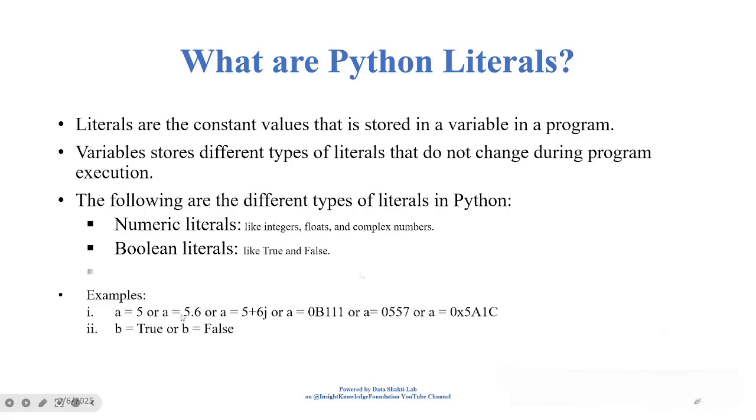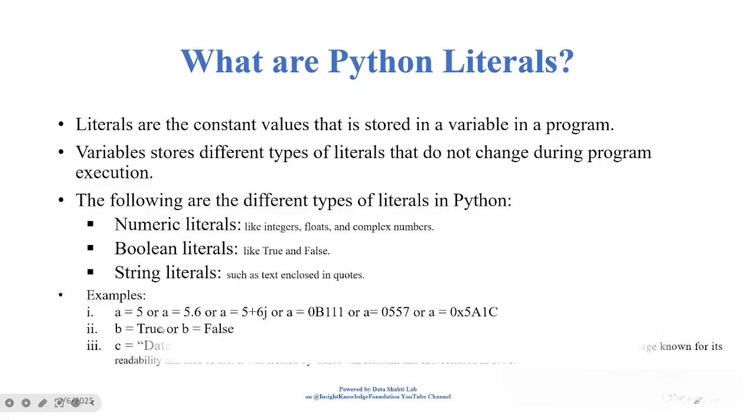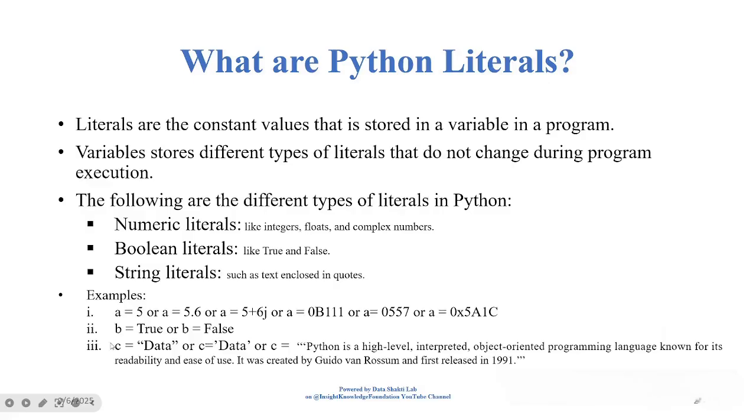Okay. And then the third type is string literals. These are the text inside the code. These literals basically store text. Okay, from the example we can see that in the c variable, we have stored data text enclosed in double quotes, or data enclosed in single quotes, or a paragraph which can be stored inside a variable by using triple single quotes or triple double quotes.